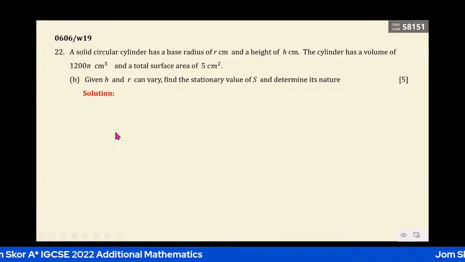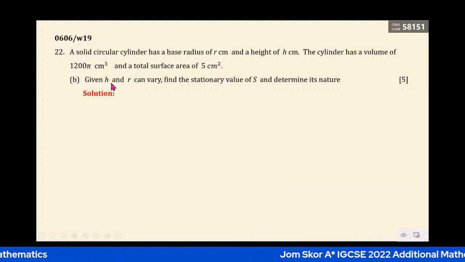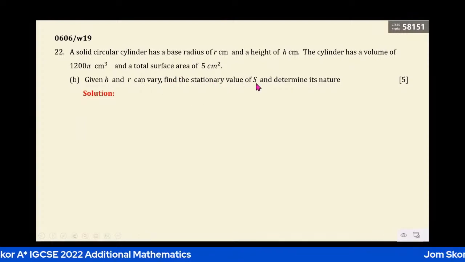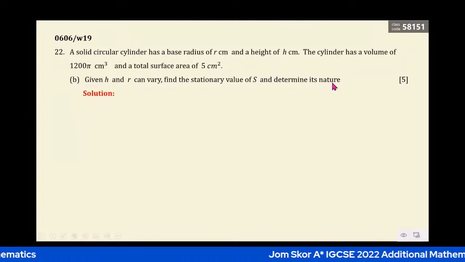Okay, now we look at number 22B. All right, so we have h and r vary. Okay, h and r can vary, they can change. So find the stationary value of S and determine its nature.